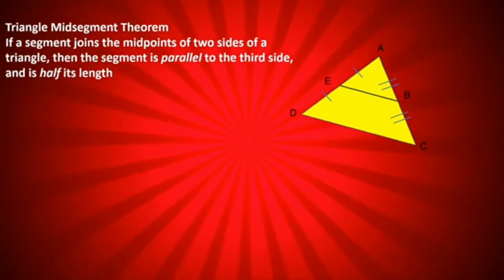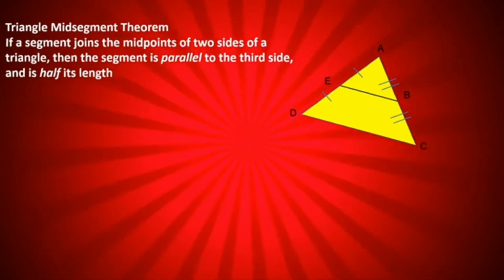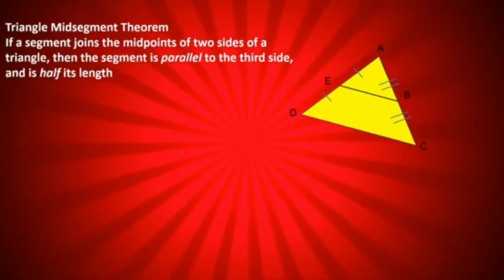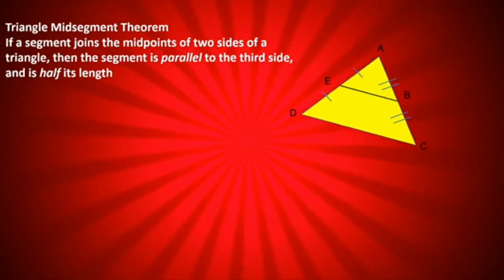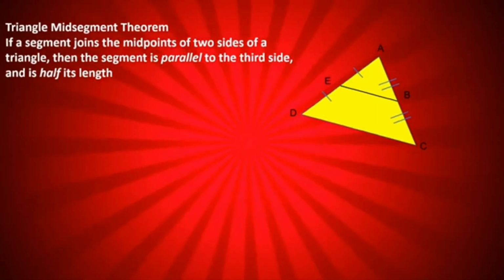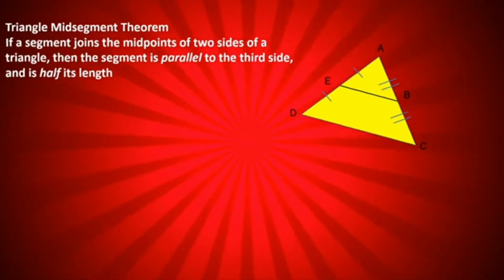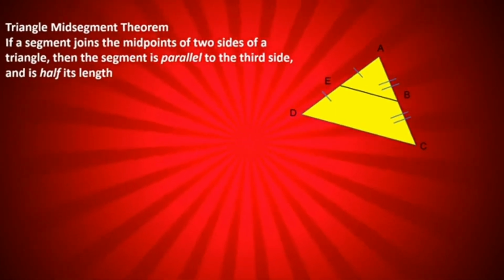So EB is half DC. So if DC is 10 units, EB will be 5 units. And also we can say that DC is double EB. So if DC is 7, EB is 3.5. What if EB is 2.5?